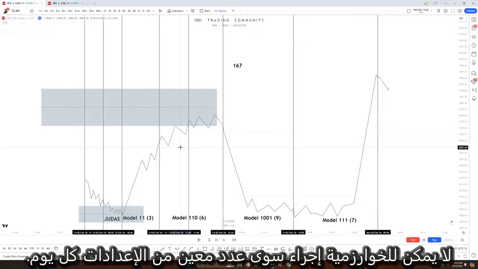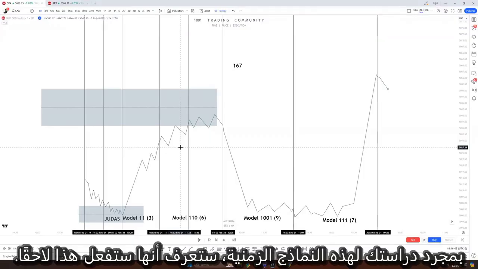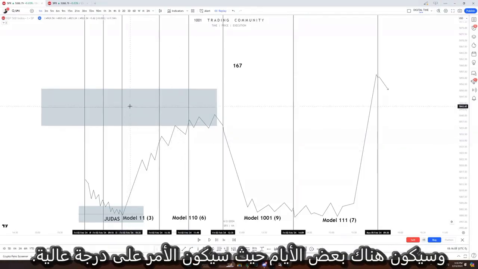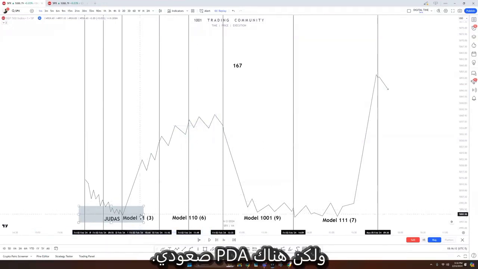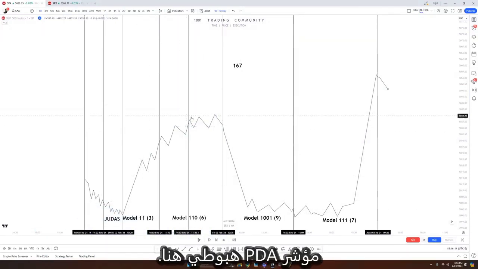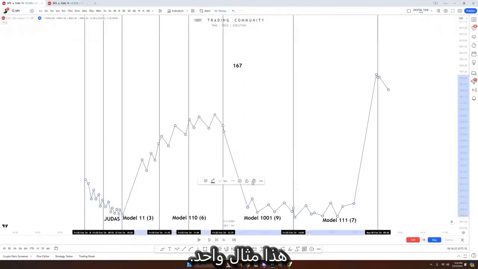The algorithm can only do so many setups each day. I'm telling you right now, it's going to be repeating. Once you study these time models, you'll know, oh, it's going to do this next, right? And there's going to be some days where you have it to a high degree, the accuracy. But there's a bullish PD array, a bearish PD array up here, and then it reprices back to the 953 root candle. That's one example.